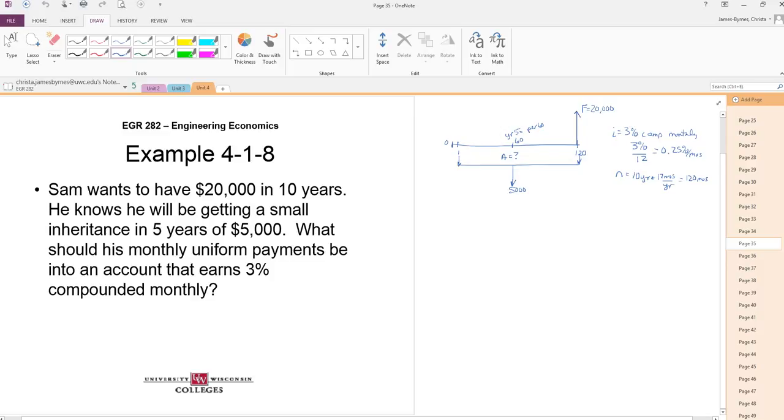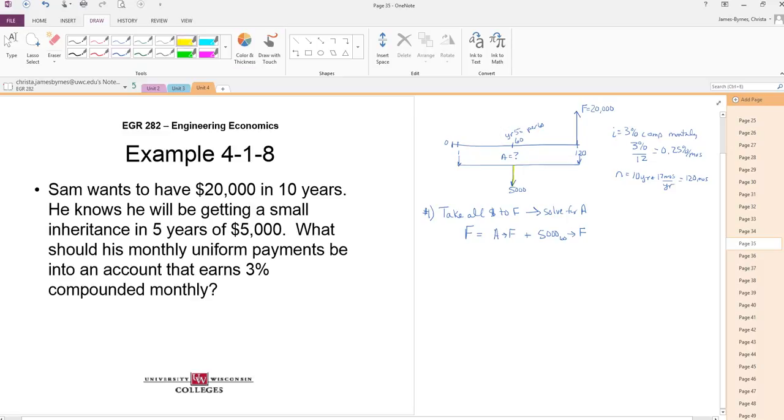So what is his A? Well, there's all sorts of ways to do this. Okay, so let's look at method number 1. The first method: I'm going to take all my money to the future and solve for A. So the future would be my A brought to the future plus that $5,000 in period 60 brought to the future.